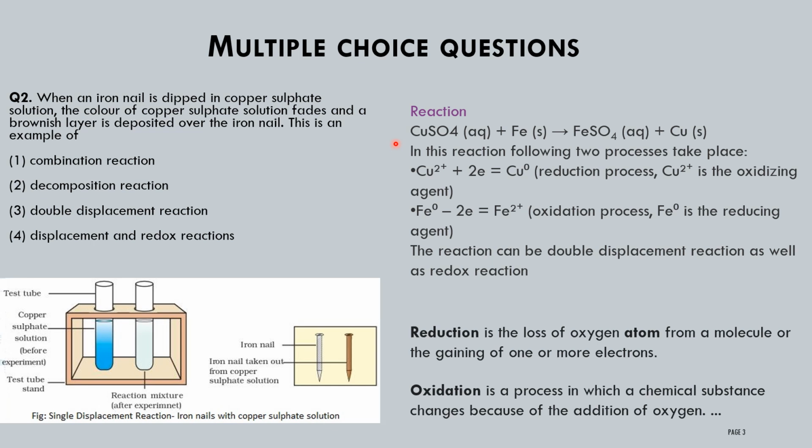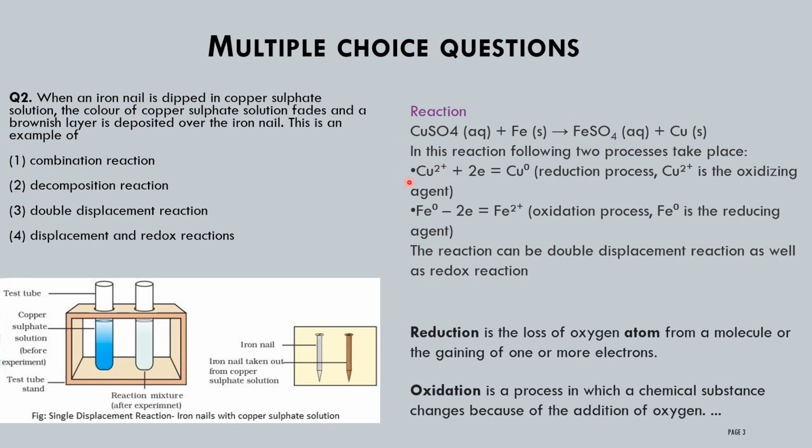Why here will we call it a double displacement? Because here it involves two metals, one is iron, another one is copper, and both their positions get interchanged. This type of reaction we call a double displacement. How? Listen here.